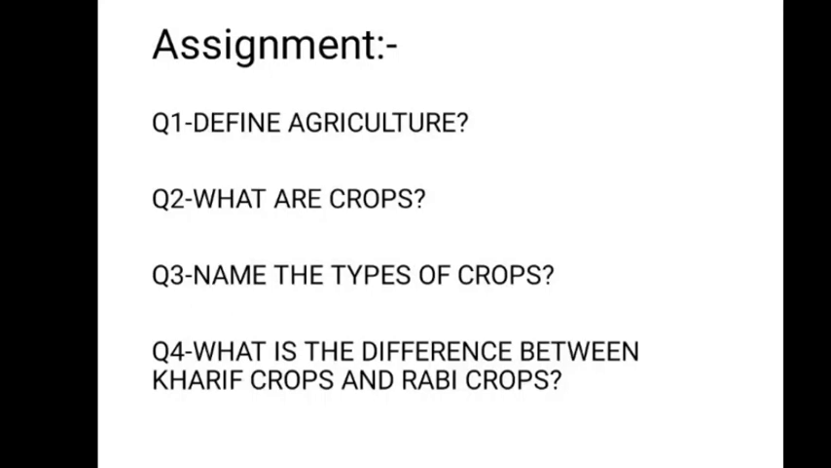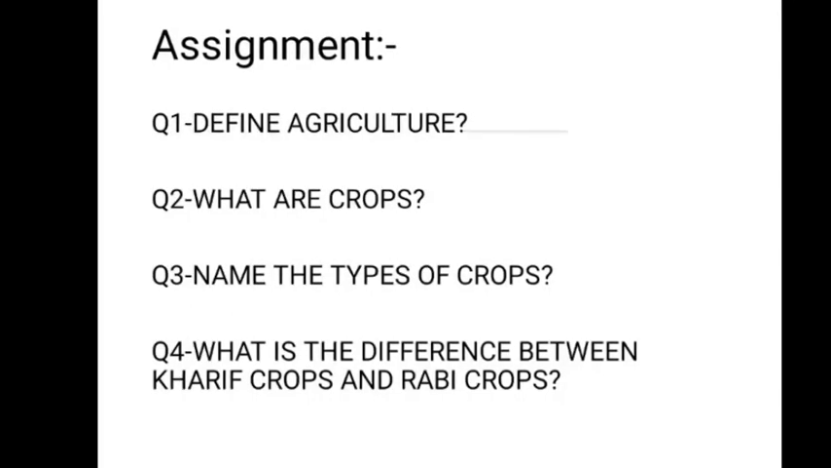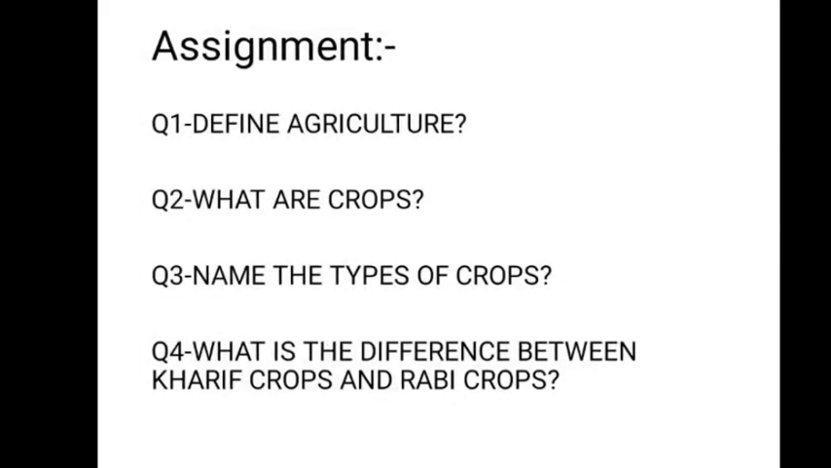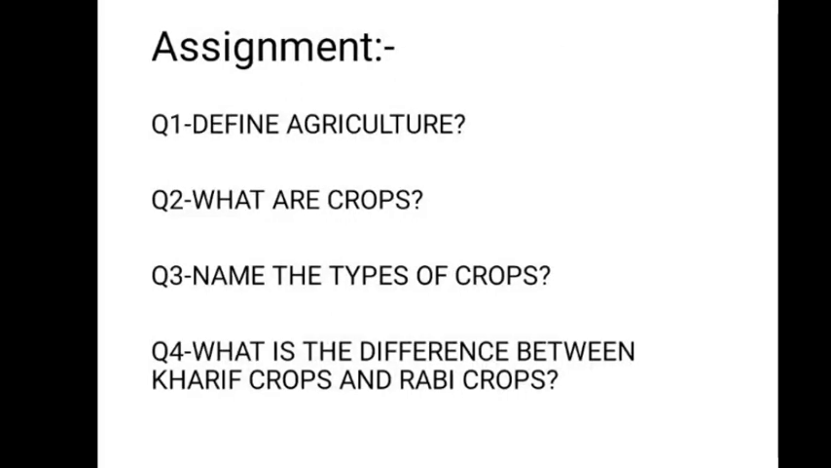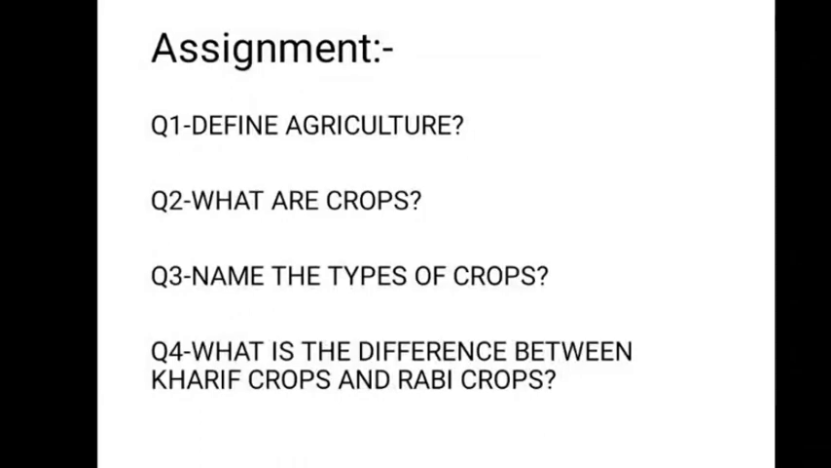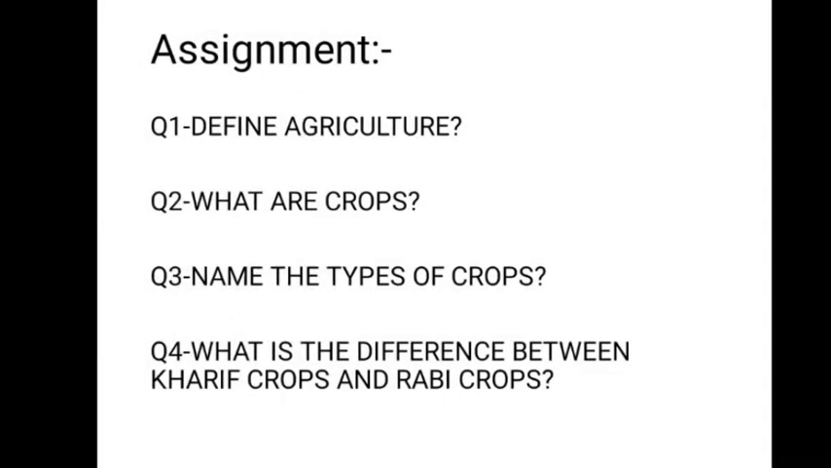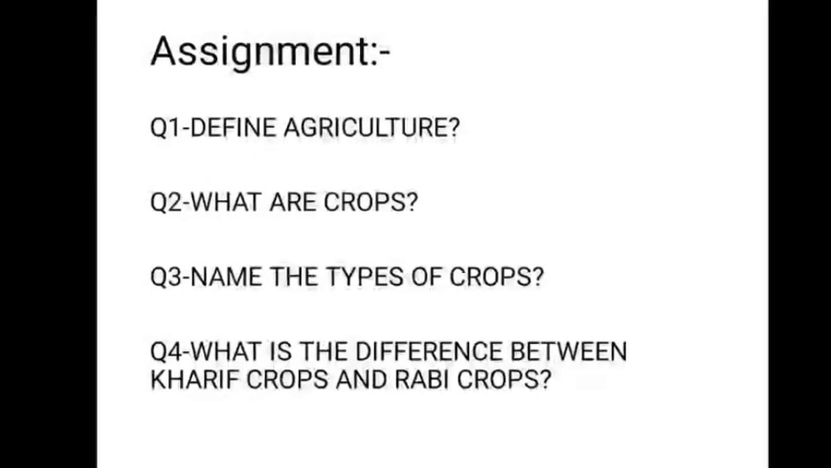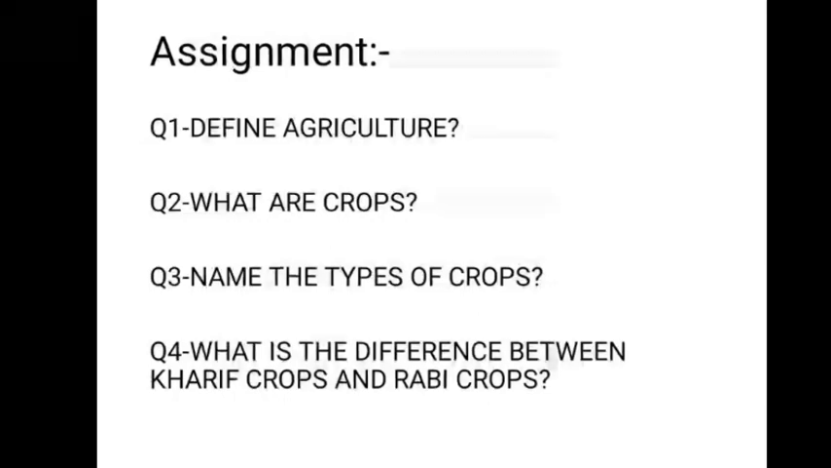I repeat, define agriculture. Second one is, what are crops? Third one is, name the types of crops. And fourth one is, what is the difference between Kharif crops and Rabi crops? So, do it in your science notebook with the help of this video.